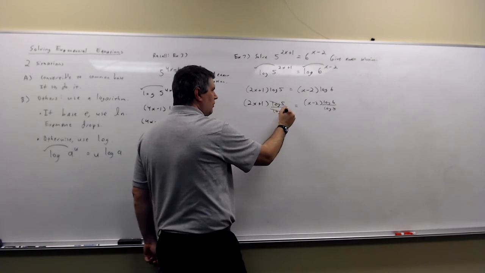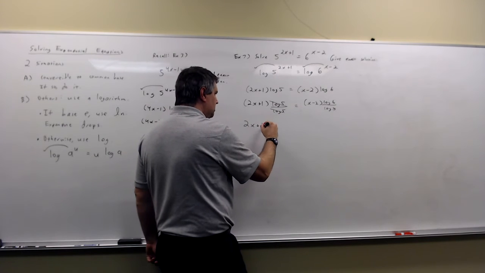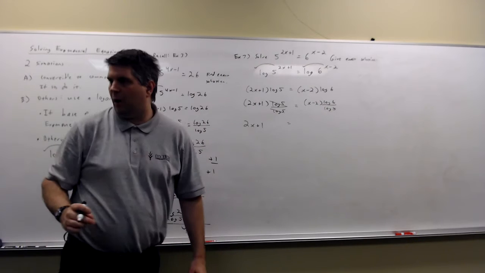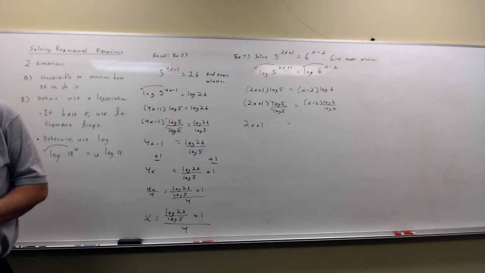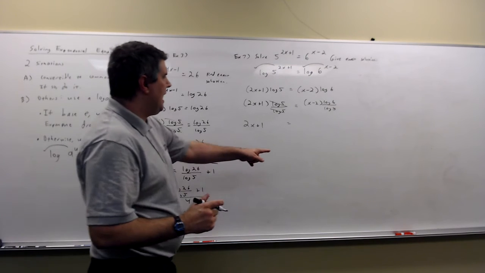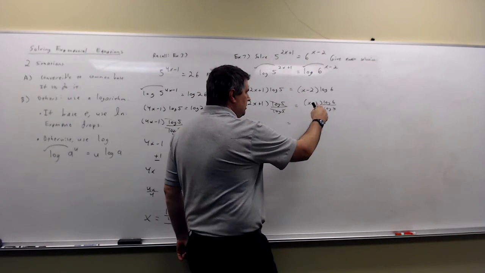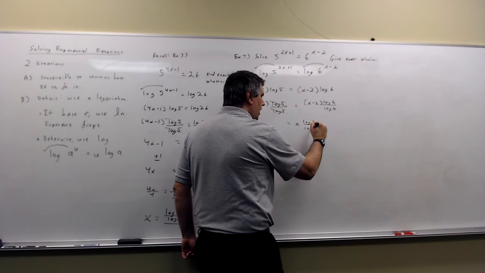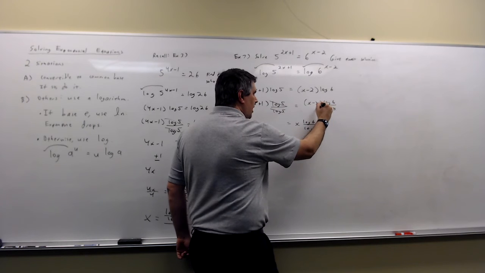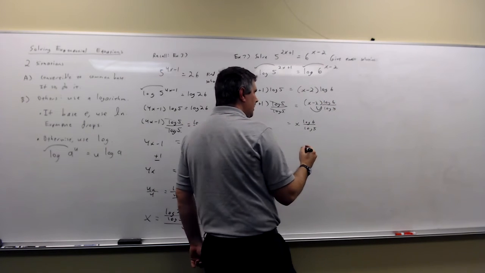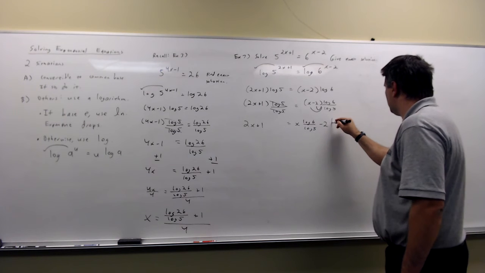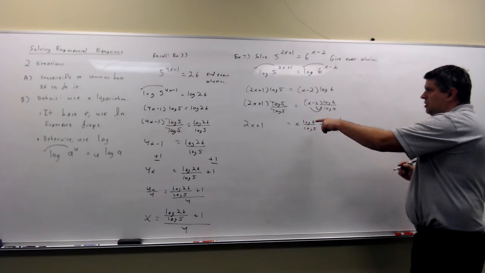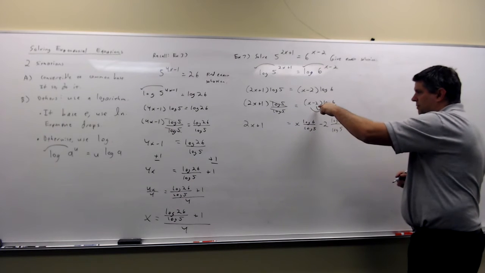And they'll cancel over here, and I'll end up with 2x plus 1 equals that. Okay? Now, what I'm going to do here is go ahead and do the distributive property. So this is going to be x times log 6 over log 5. So distributive property time. Okay? Minus 2 log 6 over log 5. Okay? So on this side I cancel, on this side I distributed.